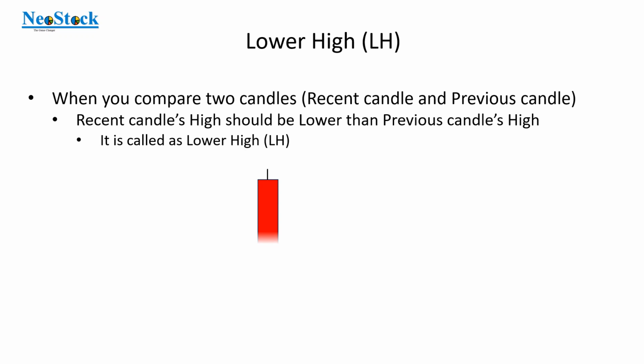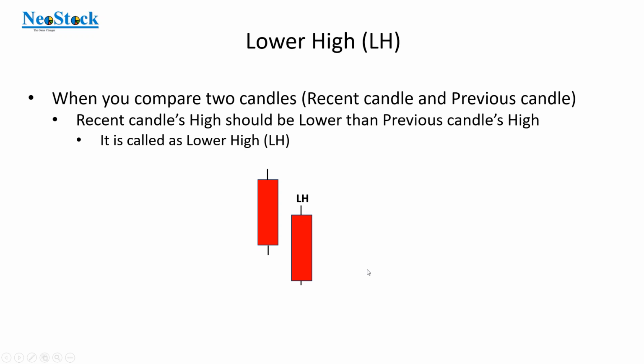Let's compare two candles. Which one are we comparing? Highs we are comparing. Is the high of the recent candle higher or lower compared to the previous candle's high? It is lower. The previous candle's high is higher. The recent candle's high is lower. Because we are comparing the recent candle with the previous one, and because the high is lower than the previous candle's high, we are calling it a lower high. In short, LH.